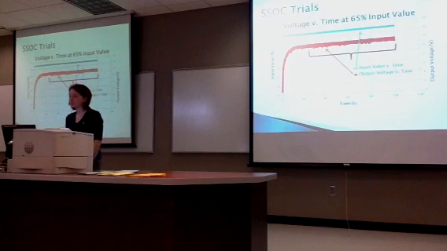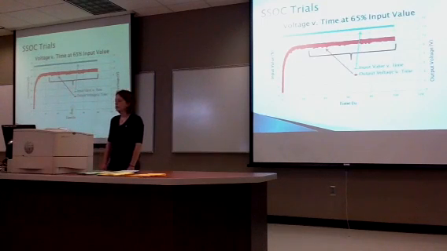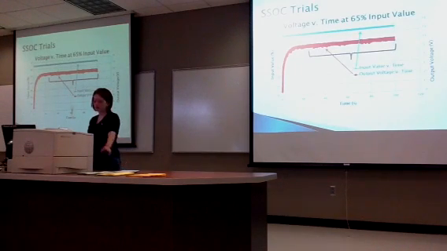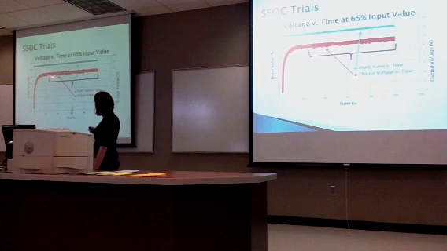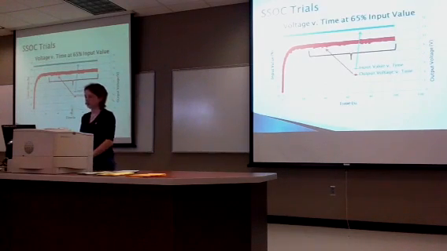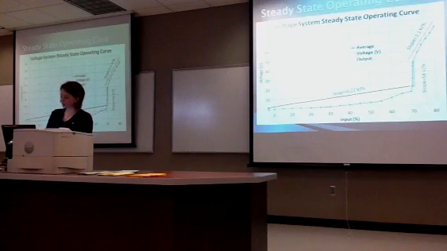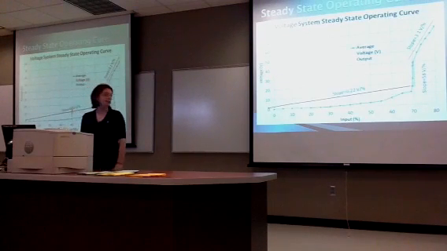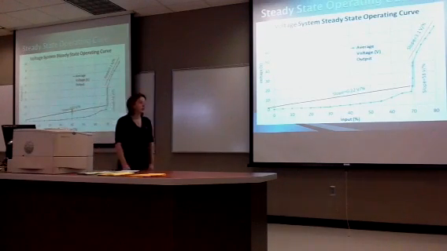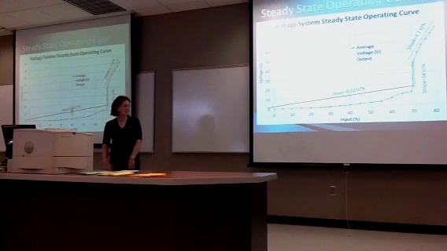Here's one of our steady-state operating curve trials. To get the steady-state operating curve, you have to run a bunch of trials with different percentages and get the average of this section when the system reaches a steady state. You put all this together and you get this graph, our steady-state operating curve, which some of you have said is really weird, and it is.